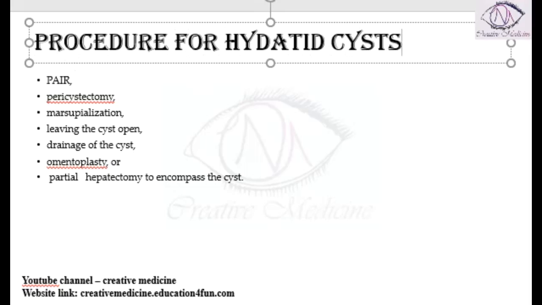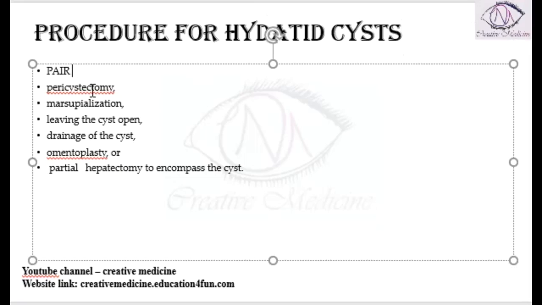But currently, the most preferred method of treatment is mainly the PAIR method. That is puncture, aspiration, instillation of scolicidal agent and reaspiration. This is the main preferred method for hydatid cyst.